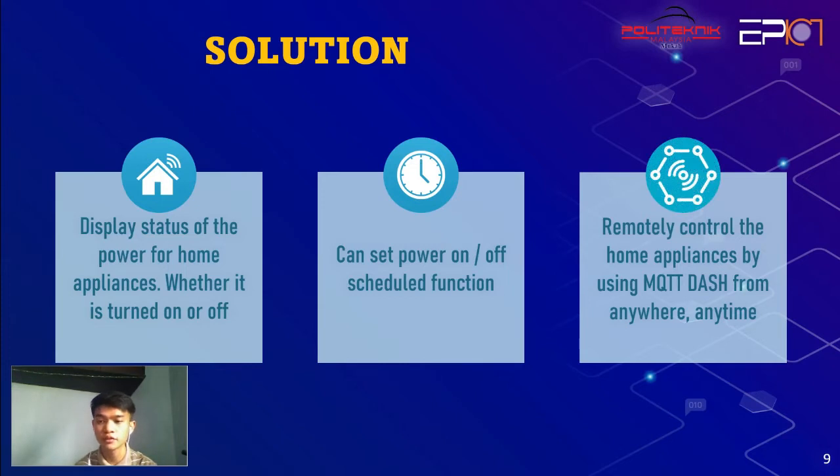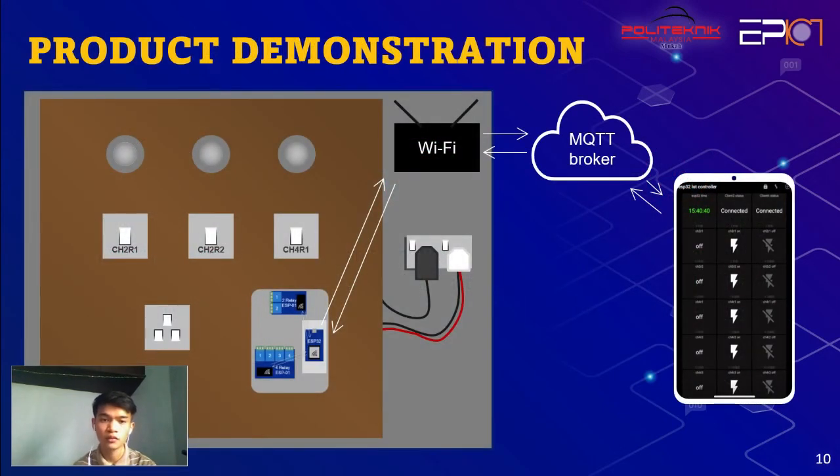And the last one is remotely control the home appliances by using MQTT Dash from anywhere, anytime. This is to help remote control situations where we can control anywhere and anytime by using an application from our smartphone devices. So this is the product demonstration. The product demonstration will be demonstrated by Chen Jun Long, who is my partner, but I will be posting it on the next video, so stay tuned.